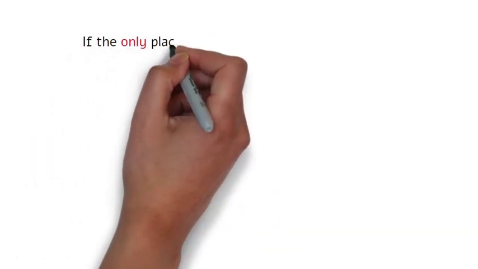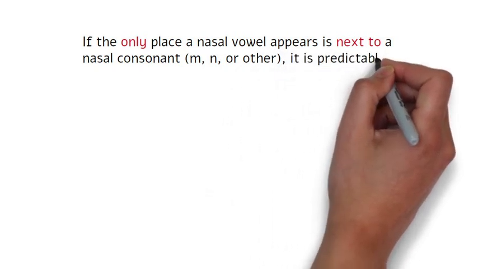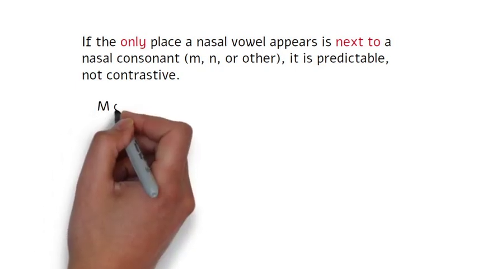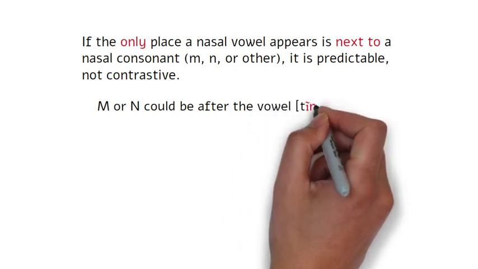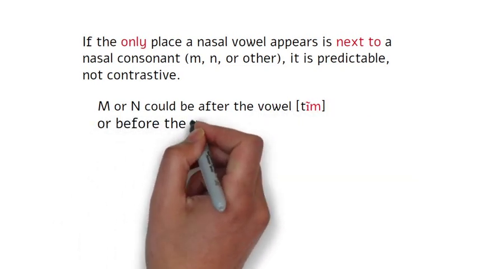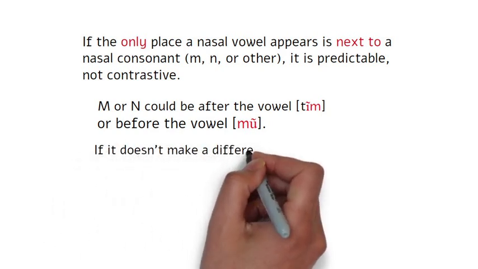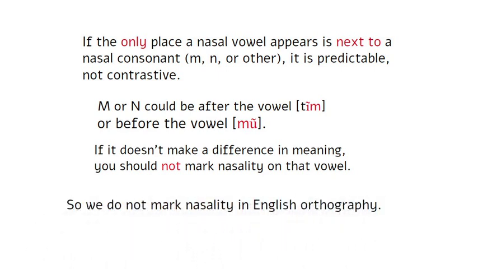If the only place a nasal vowel appears is next to an M or N, then nasalization is predictable and not contrastive. This N or M or other nasal could be after the vowel, like team, or before the vowel, like mu. Either way, if it doesn't make a difference in meaning, you should not mark nasality on that vowel. So, we do not mark nasality in English orthography.